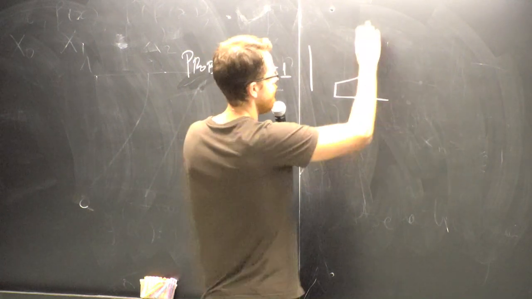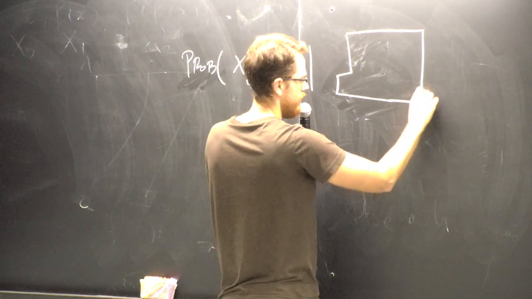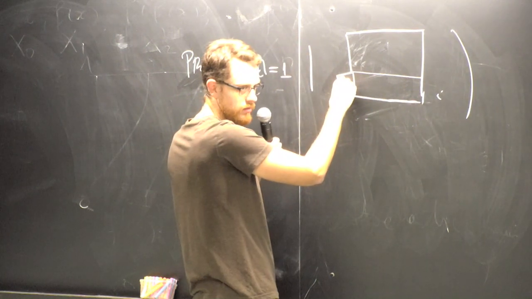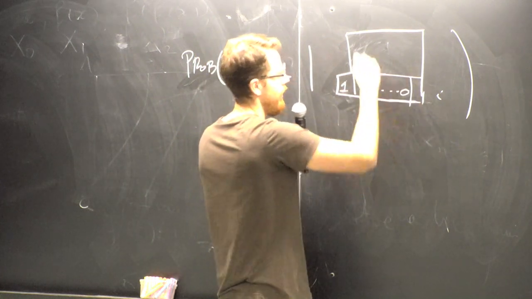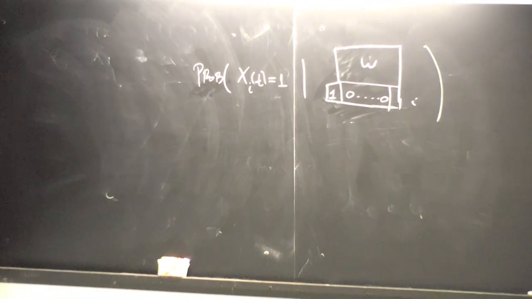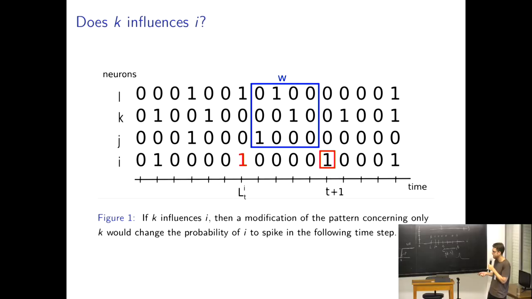So I will do this picture here just to remember. The membrane potential of the neuron I at time t minus one depends on something like, I have to specify first where was the last time that neuron has spiked, and then have zeros here, and then some configuration of spikes, zeros and ones, inside. Okay. So this is the picture you are seeing here. To compute the probability of I to spike at this time, I need to compute how excited it is at this time. And this depends essentially on the configuration W, which is here, because here the last spiking time of neuron I was here. Good?